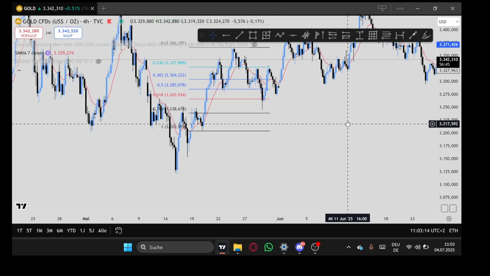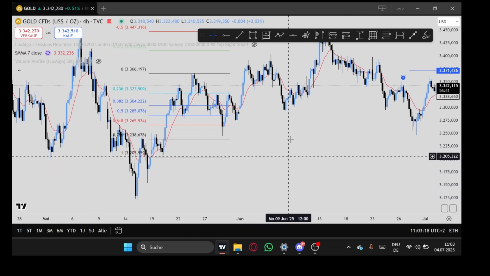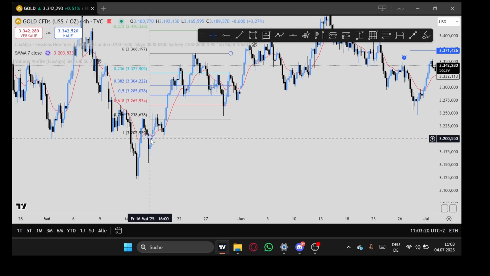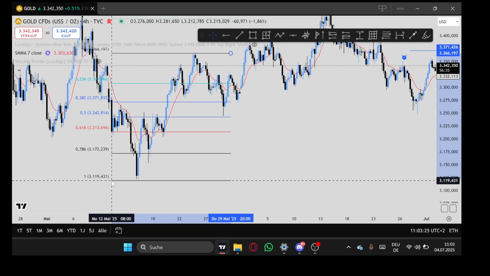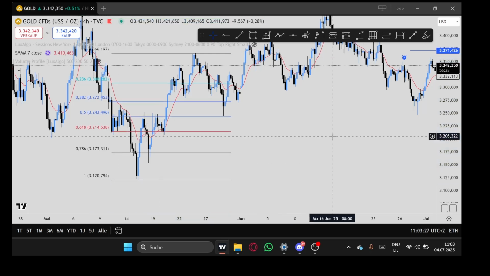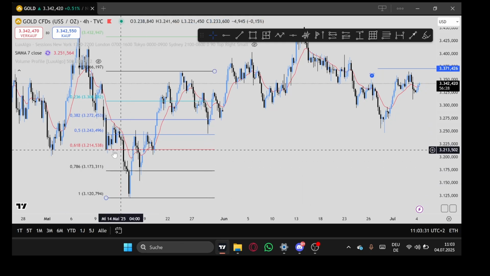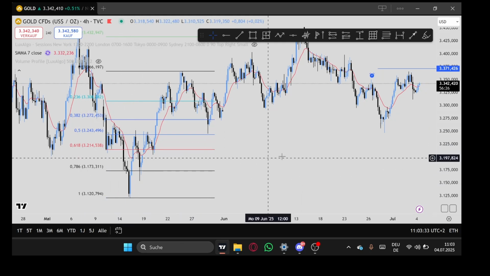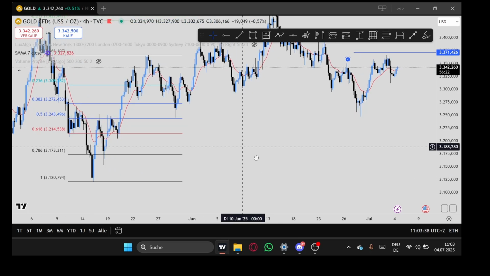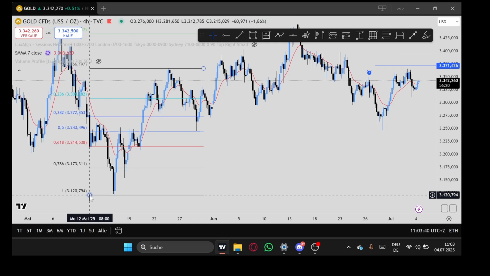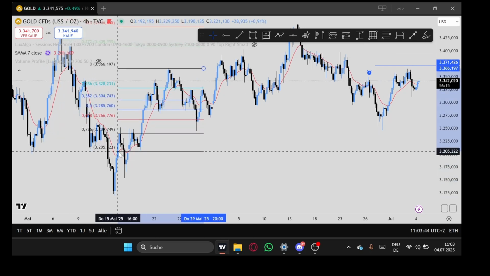So most people would probably draw the Fibonacci from down here. We can also do that. But the problem with that is it wouldn't reach my golden zone, my entry zone, the 618. So that's why I use this zone right here, this low right here.